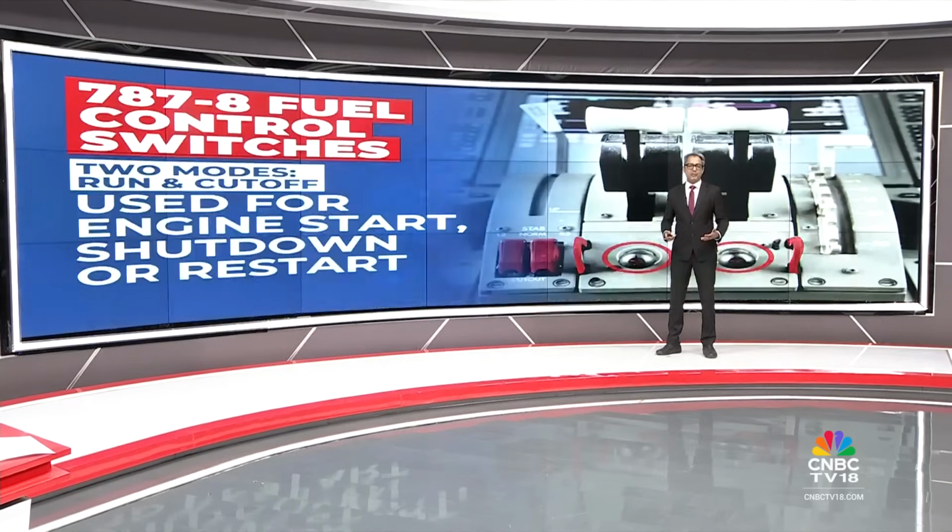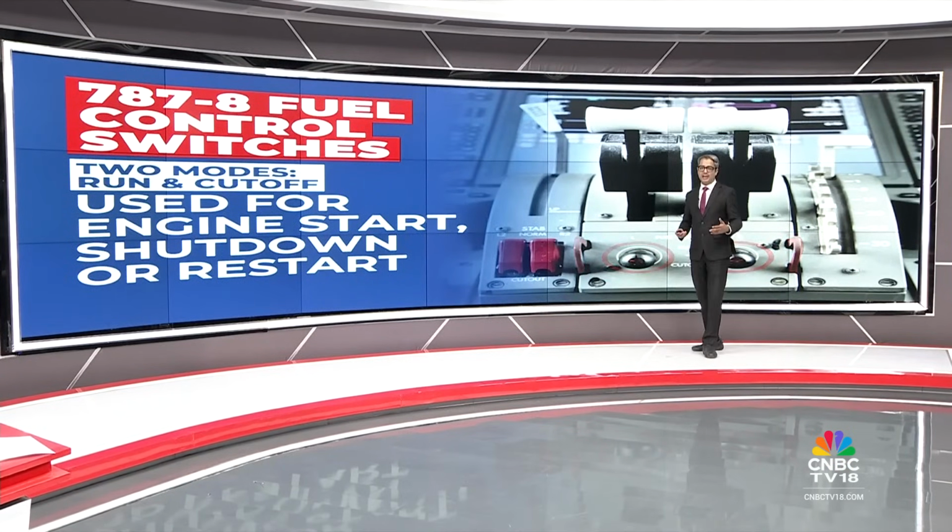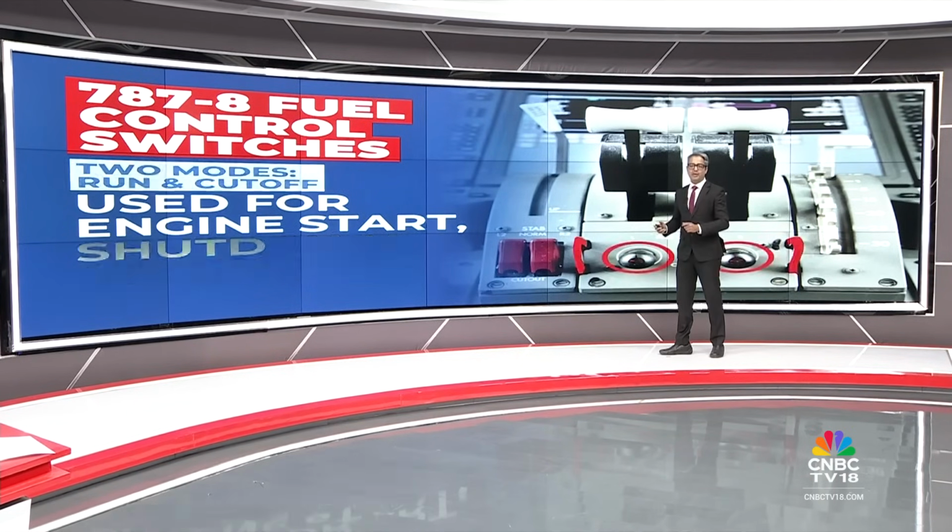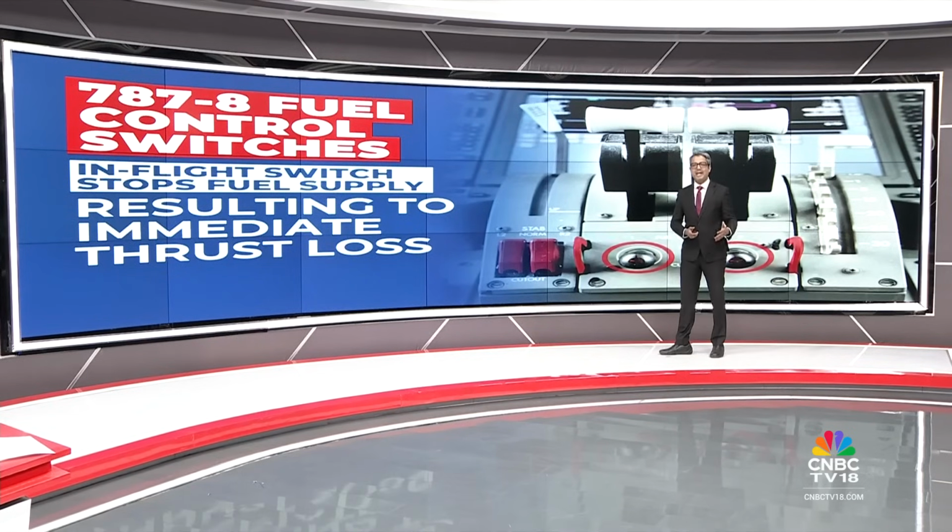So the 787 fuel control switches, like I said, there are only two modes there, and it has to be manually done. There's a run mode if the switches are in the up position, and there is a cutoff mode if the switches are in the down position. Now these switches are controlled only either at the start of the flight or after the flight has ended. Now it is not ever moved mid-flight. Something happened inside the cockpit of Air India Flight 171, which resulted in these fuel control switches being moved from the run mode to the cutoff mode, and as a result, immediately the flight lost thrust, it lost power.